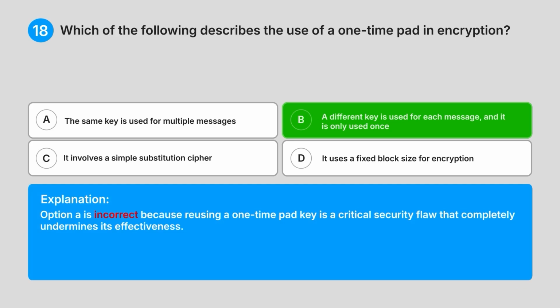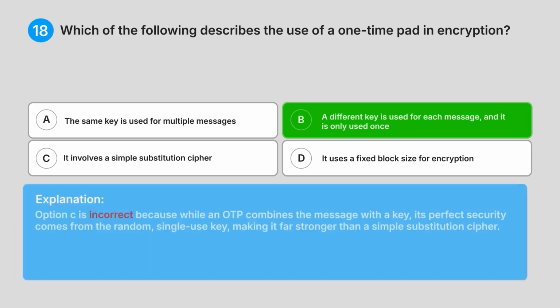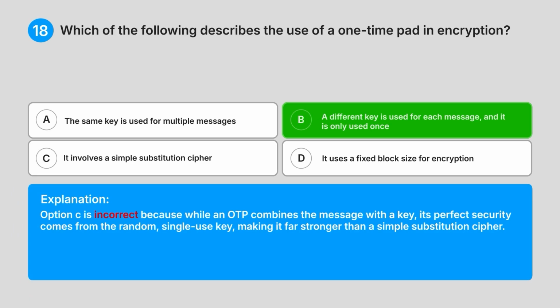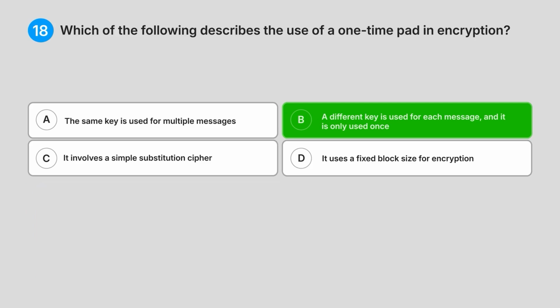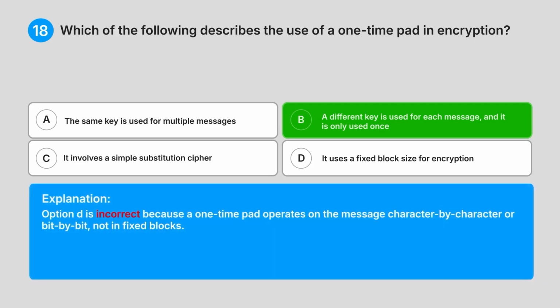Option A is incorrect because reusing a one-time pad key is a critical security flaw that completely undermines its effectiveness. Option C is incorrect because while an OTP combines the message with a key, its perfect security comes from the random, single-use key, making it far stronger than a simple substitution cipher. Option D is incorrect because a one-time pad operates on the message character by character or bit by bit, not in fixed blocks.